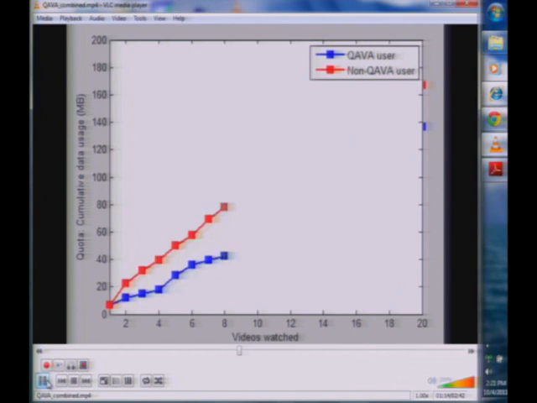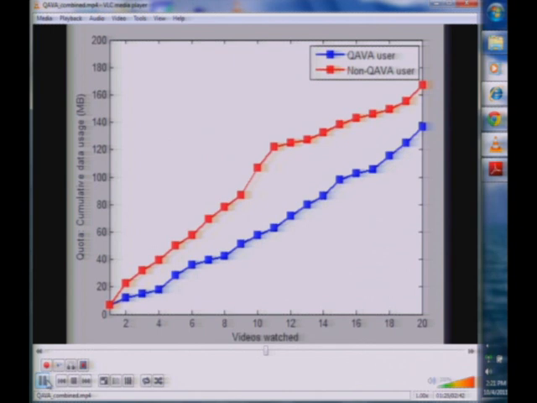So let's just complete this plot. This first graph shows the cumulative consumption of usage over time, measured in megabytes, for a user. So let me explain what it is. This is tracking the 20 videos that are watched, and we actually ran this in the lab with some volunteers watching the video on the system.